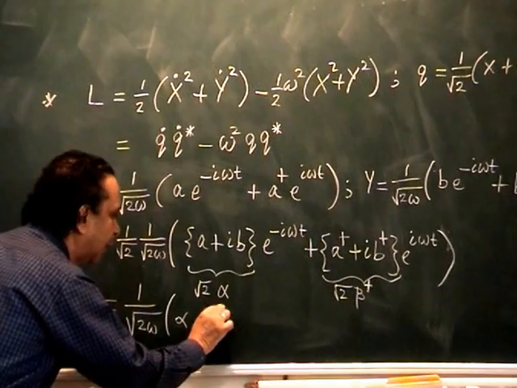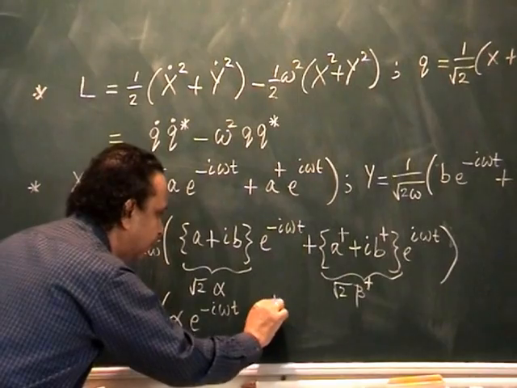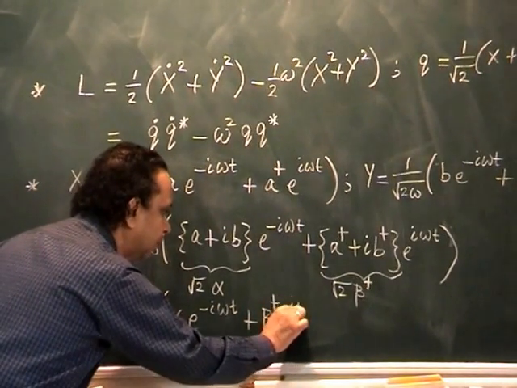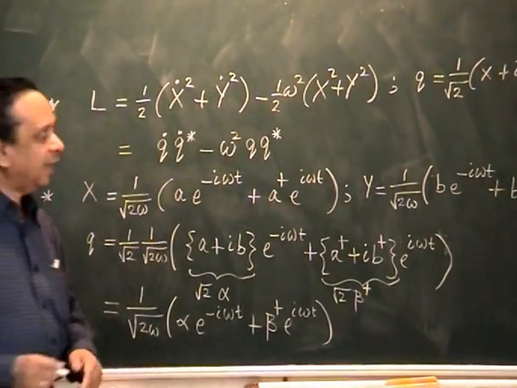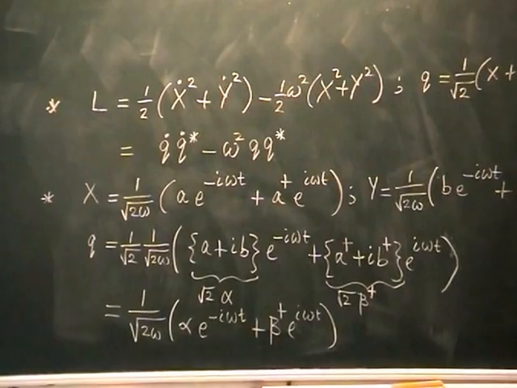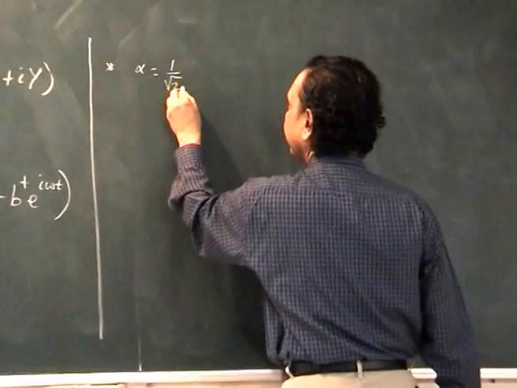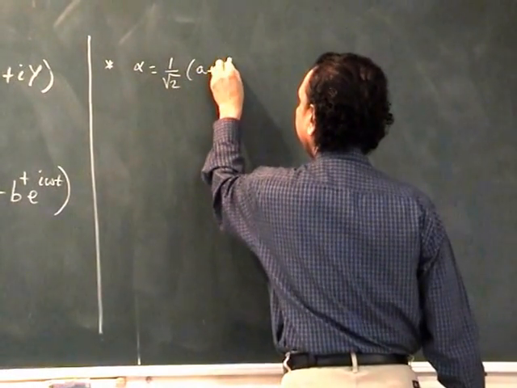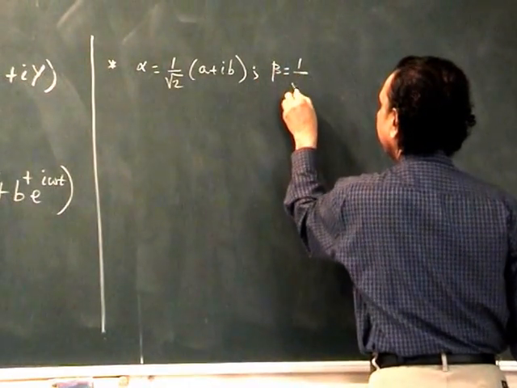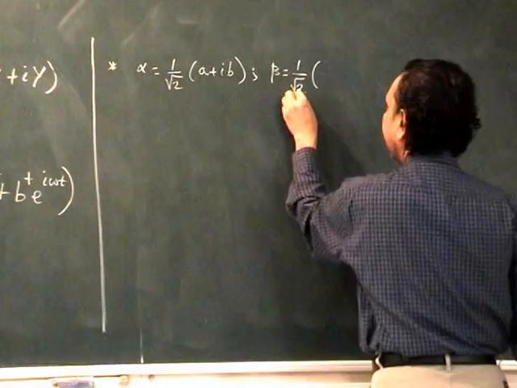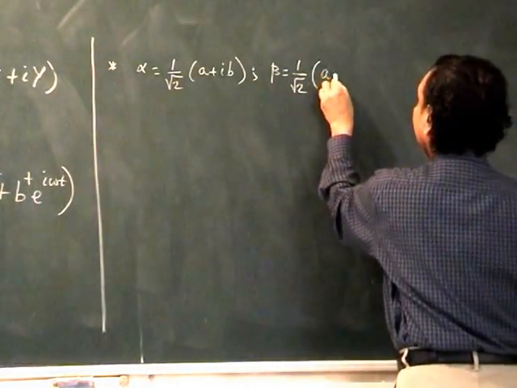Q is alpha e to the minus i omega t plus beta dagger e to the i omega t. This is what we have, where alpha and beta are given by this expression, where alpha is equal to 1 upon root 2 times a plus ib, and beta is equal to 1 upon root 2. We have a definition here for beta dagger, so I have to take the dagger of that, that is a minus ib.